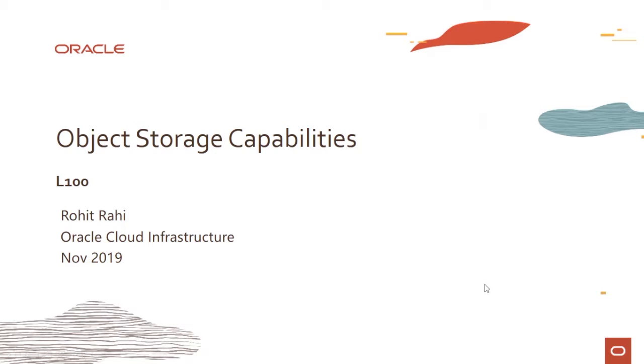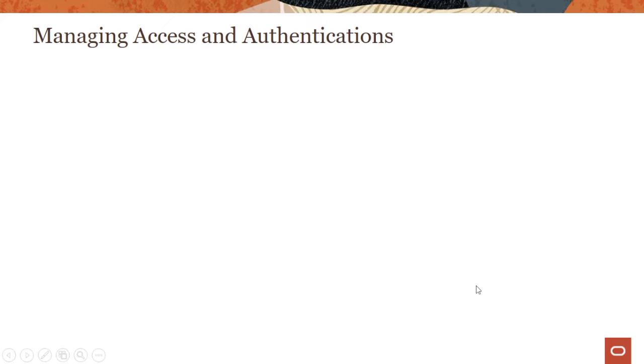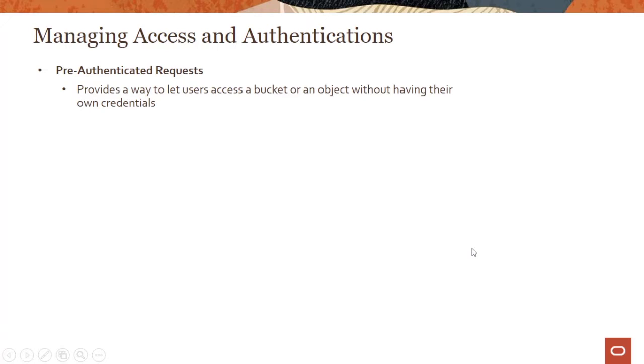In this module, we will look into various advanced features such as pre-authenticated request, cross-region copy, multi-part upload, etc. So let's first start with managing access and authentication. In the previous demo, we uploaded an object to a standard bucket and we were able to retrieve the object by changing the access level from private to public. So let's look at some of the other things we can do with objects in the OCI object storage service.